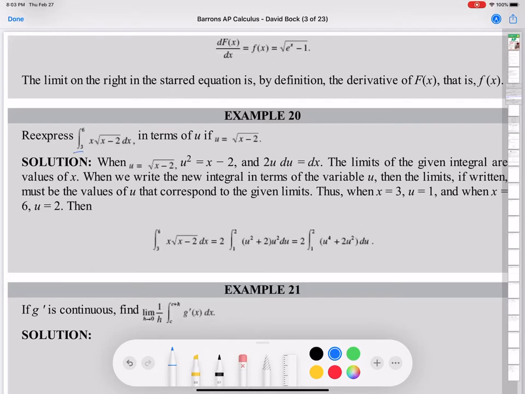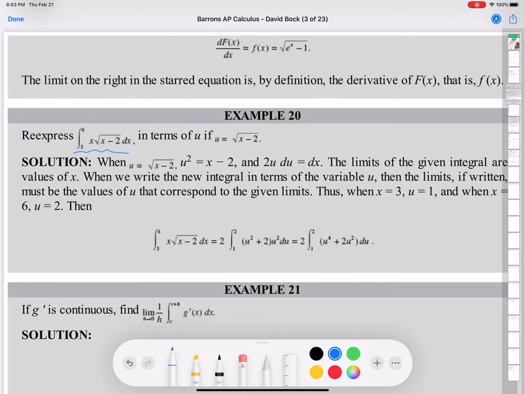Integral from 3 to 6 of x times the square root of x minus 2 dx. We can use u substitution. Last time when I used u substitution, I found the indefinite integral first in terms of x, and then plugged in the top number and minus the bottom number. I used it that way.